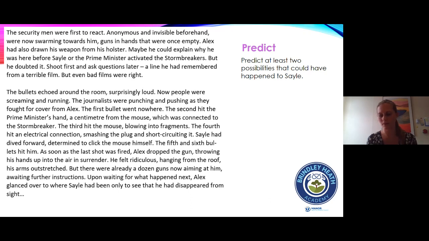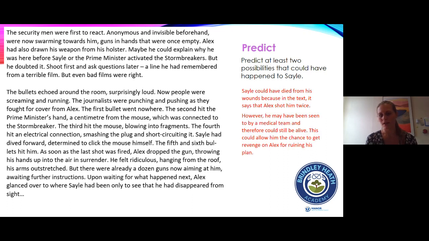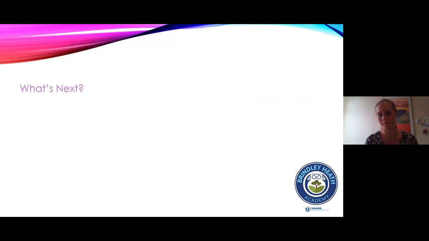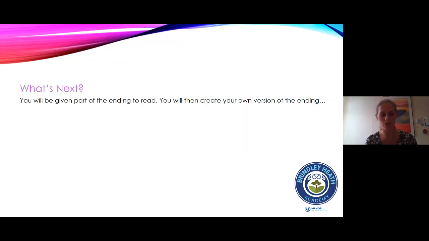Okay, let's have a look at some of the possibilities that I came up with. So one was that Sal could have died from his wounds, because in the text it says that Alex shot him twice. So that's my first possibility. My second possibility is that he may have been seen to by a medical team and therefore could still be alive. And this would give him the chance then to carry out his revenge, his plan that he'd got to get revenge on Alex. So what's next then in your writing journey?